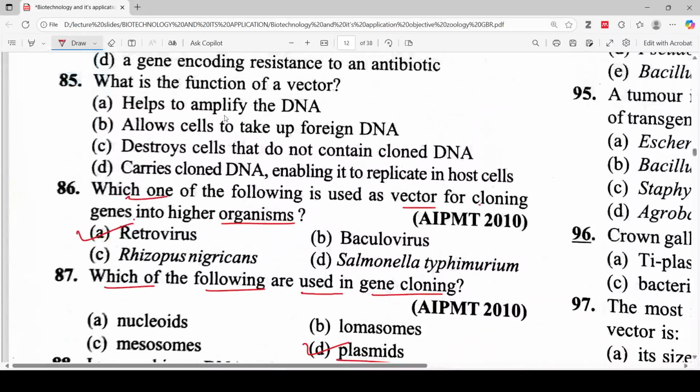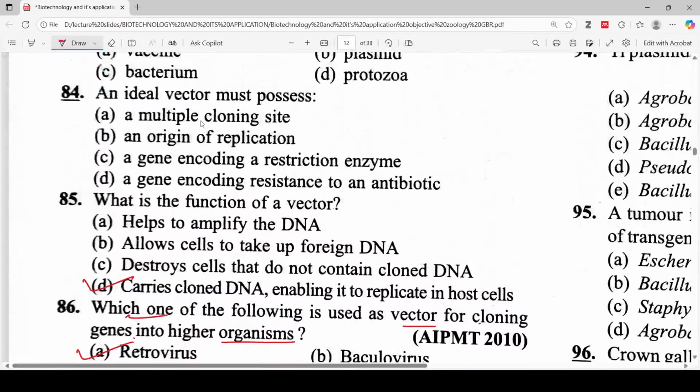Next question. What is the function of a vector? Option A, to help to amplify the DNA. Option B, allows cells to take up foreign DNA. Option C, destroy cells that do not contain cloned DNA. Option D, carries cloned DNA, enabling it to replicate in the clone cells. So the correct answer is option D.